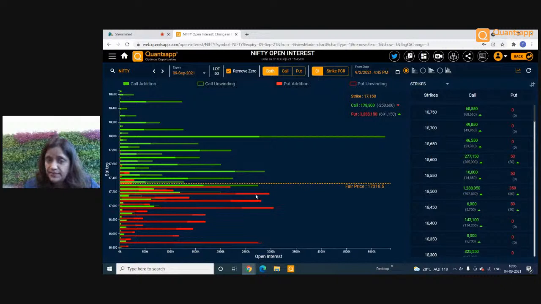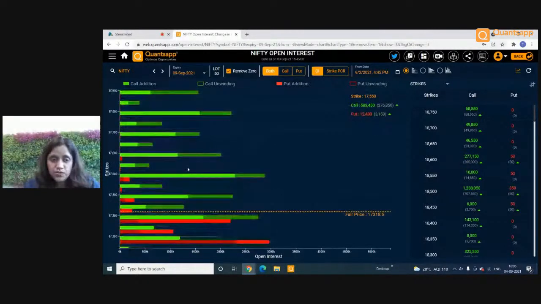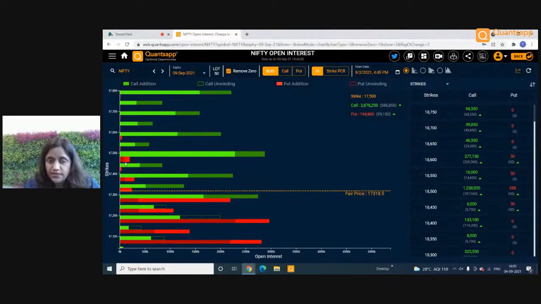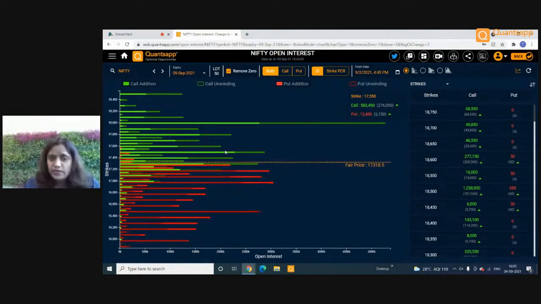But if you look at 17,000, 17,200, 17,300, everywhere there was an OI addition. There was put addition happening at the money strikes, 17,300. If you zoom in, you will see that there was certain put addition happening in the money puts also. We know that as the strikes go higher, it's an in the money put, right? Now this is Nifty's 9 September expiry.